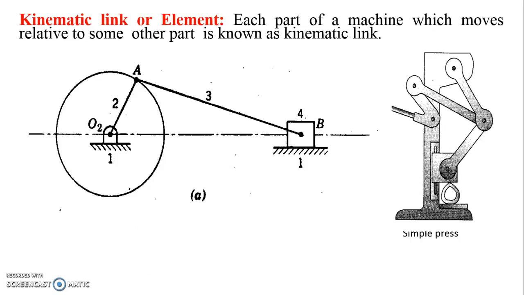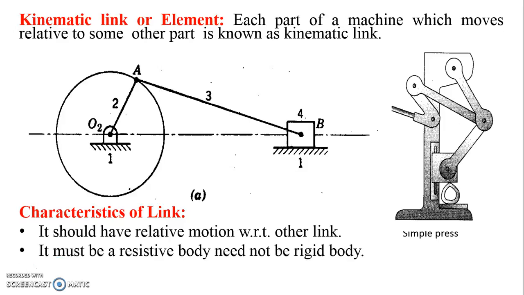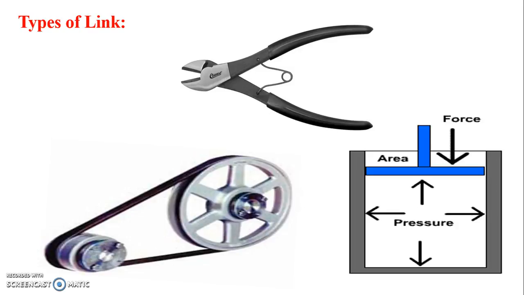Kinematic link. Each part of a machine which moves relative to some other part is known as a kinematic link or an element. The two important characteristics of a link are that it should have relative motion with respect to other links, and it must be a resistant body, need not be a rigid body. Types of link.